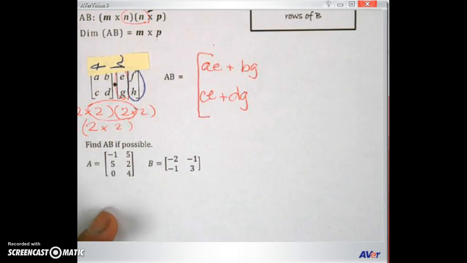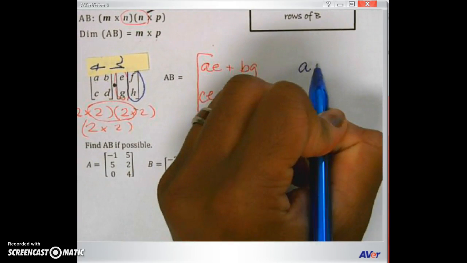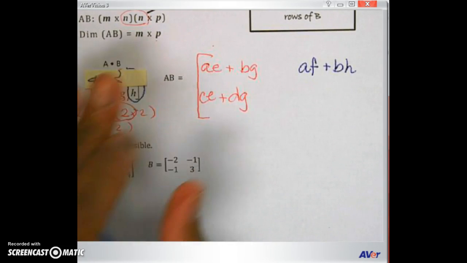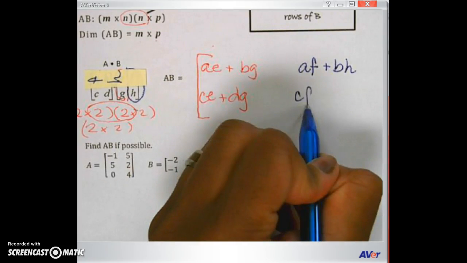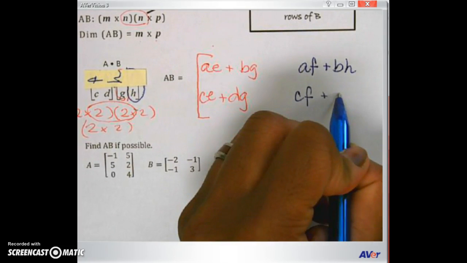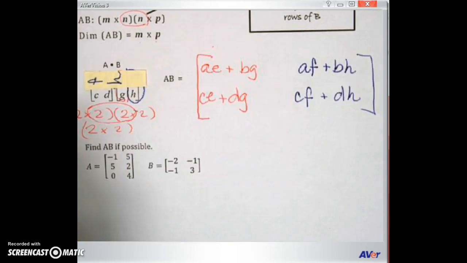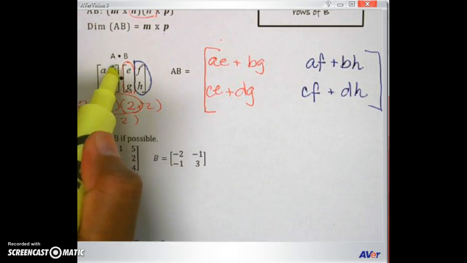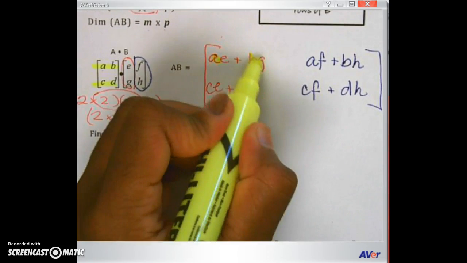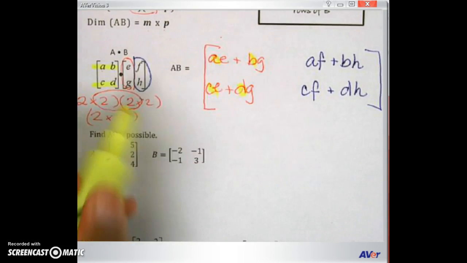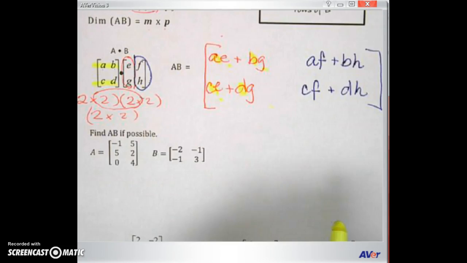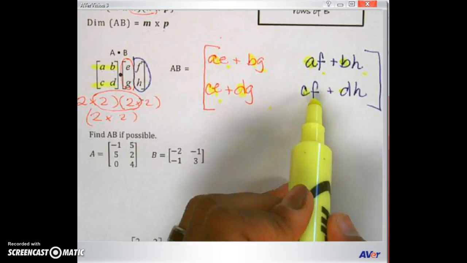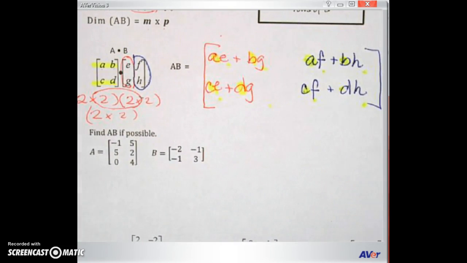So what are we doing? We're going to get AF plus BH. And then for the next one down, the next row will be CF plus DH. And I kind of checked myself a little bit because I do know that I had A, B, C, D, A, B, C, D, and then I'm multiplying by E, G, E, G. I have the same A, B, C, D, and the next one was F, H, F, H. That's something you're going to want to just check yourself on and make sure you're okay with.